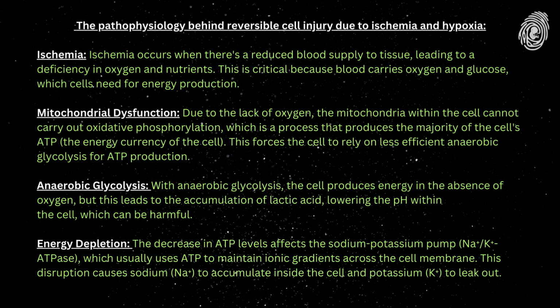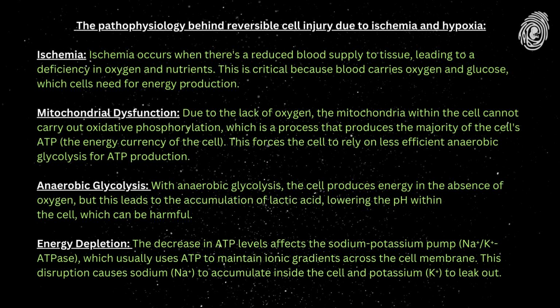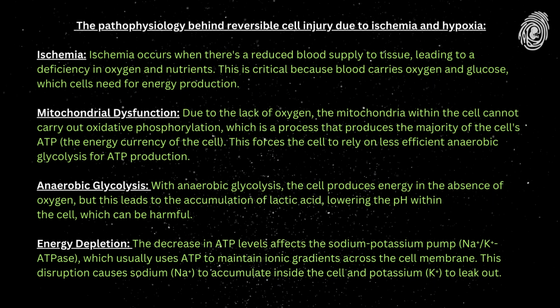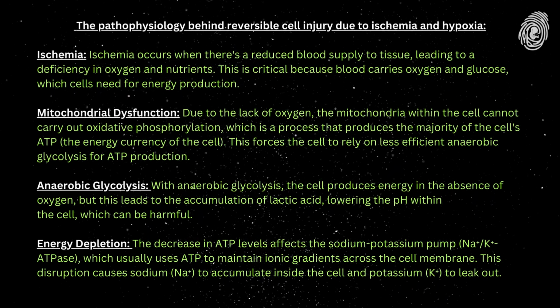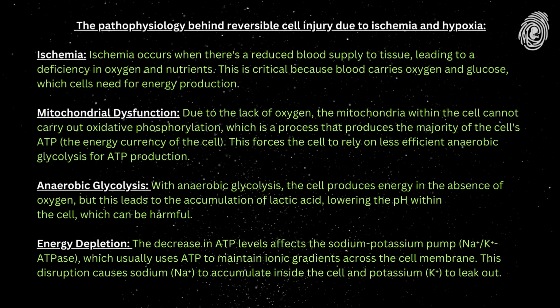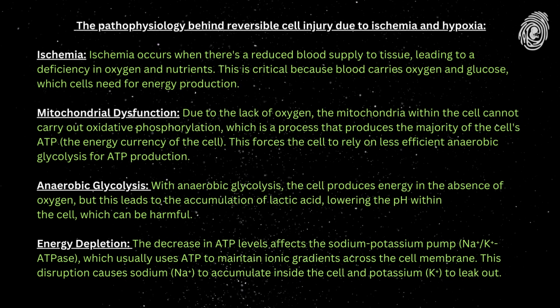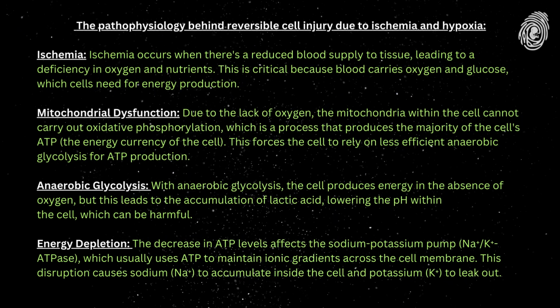The pathophysiology behind reversible cell injury due to ischemia and hypoxia. Ischemia. Ischemia occurs when there's a reduced blood supply to tissue, leading to a deficiency in oxygen and nutrients. This is critical because blood carries oxygen and glucose, which cells need for energy production.